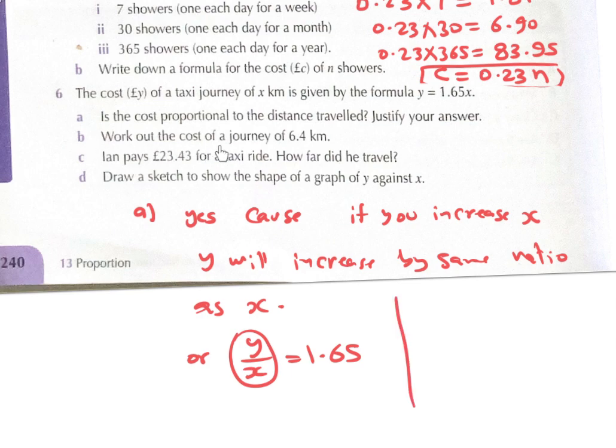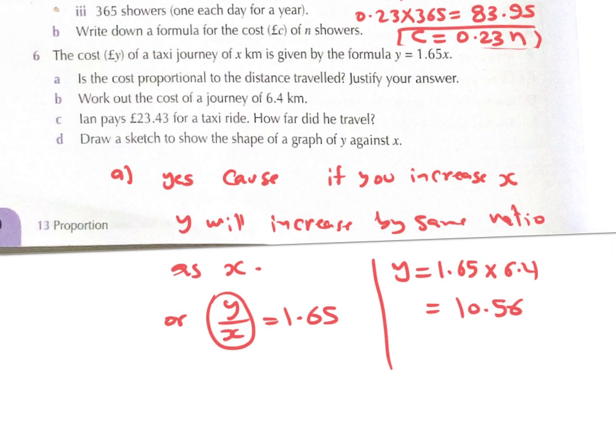For B, work out the cost of the journey for 6.4 kilometers. Why cross multiply? You have the formula. x is 6.4, so just multiply. y equals 1.65 times 6.4, which is 10.56. Now for C, Ian pays 23 pound 43 pence for a taxi ride. How far did he travel? Now we have y. We need to find x.